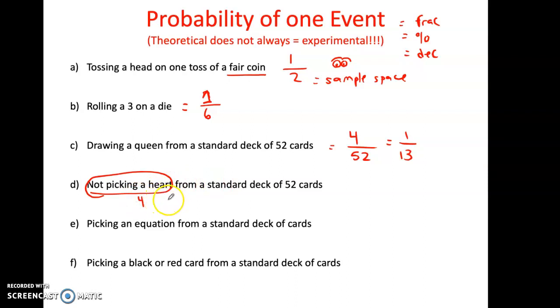So that means not a heart would be 52 minus 4, which is 48. So we'd have 48 out of 52 that are not a heart, and you have to reduce. You can divide by 4, and you get 12/13.